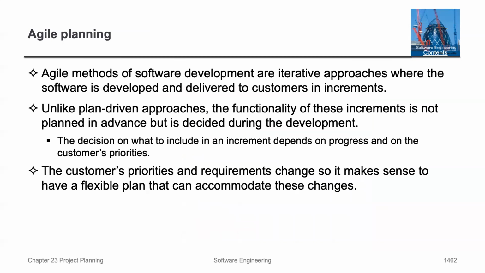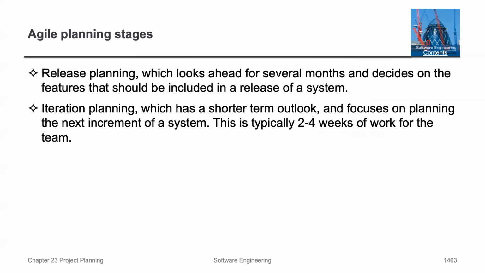For Agile planning, it's a slightly different approach. Agile methods of software development are an iterative approach where the software is developed and delivered to customers in increments. Unlike the plan-driven approach, the functionality of these increments is not planned in advance, but is decided during the development. The customer's priorities and requirements change, so it makes sense to have a flexible plan that can accommodate these changes.